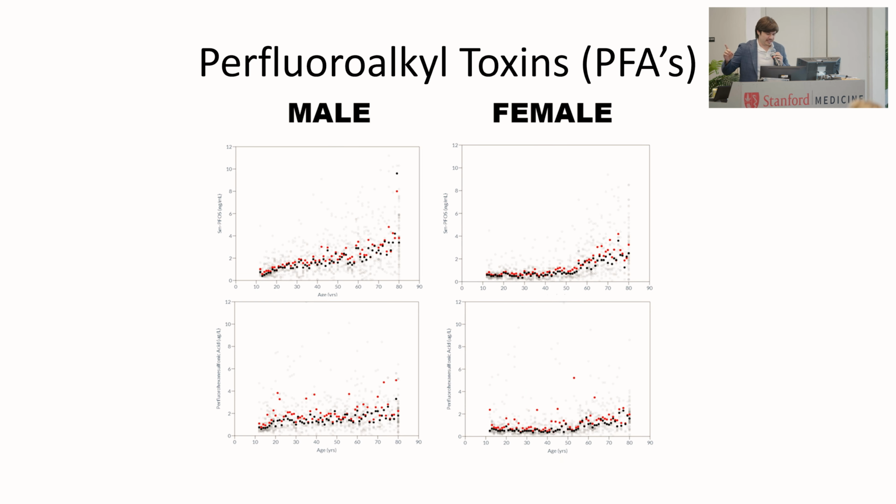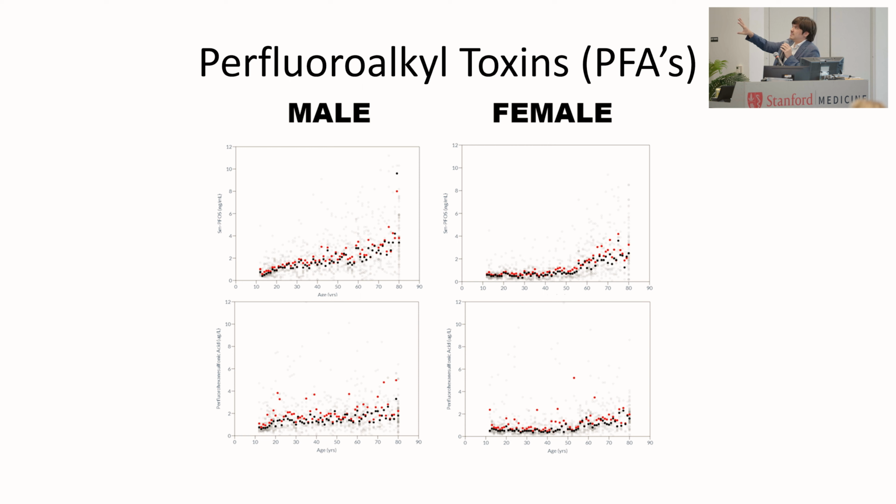This is just one example, which is pretty interesting. It's a pretty simple one too. This is PFA toxins in the body. This is an environmental toxin. On the left, you see male accumulation. It slowly accumulates. Again, red and black: the black is the median, and the red is the average. So this is accumulating for a vast majority of the population.